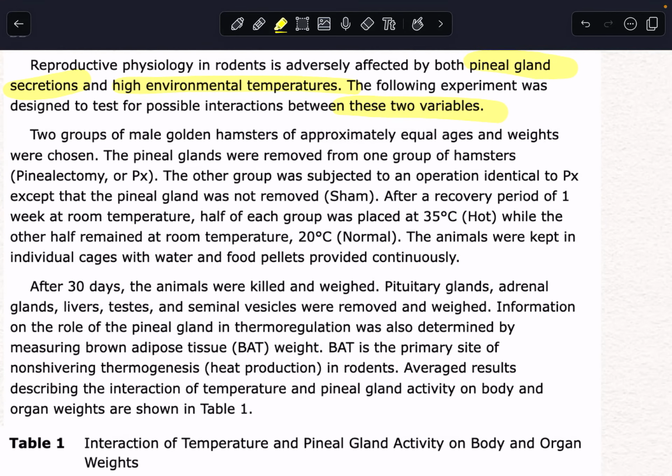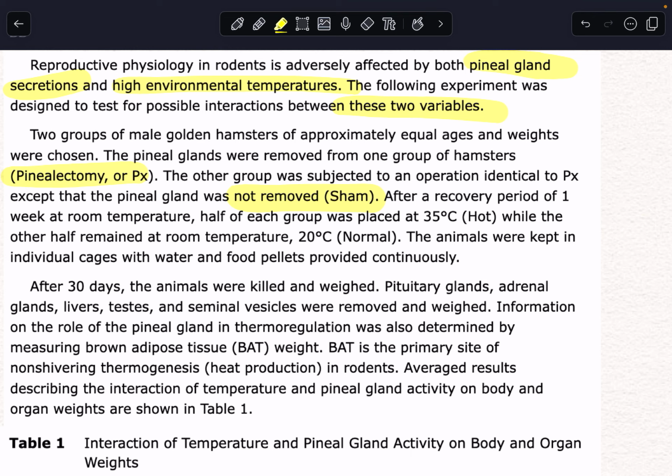All right, two groups of male golden hamsters of approximately equal ages and weights were chosen. The pineal glands were removed from one group of hamsters, pinealectomy or PX. The other group was subjected to an operation identical to PX, except that the pineal gland was not removed, sham, okay? So now I know that there are two groups, one group without the pineal glands, another group that keeps the pineal glands, not removed, the sham group, right?